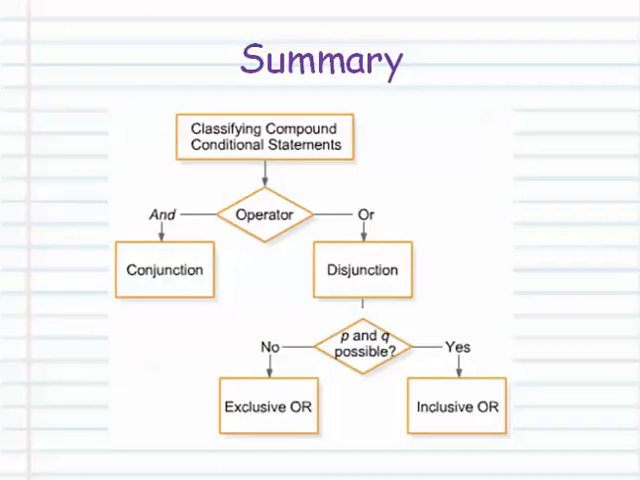To summarize what we've talked about in today's lesson, remember that to combine or to have compound conditional statements, use the operators and, or. An and would be a conjunction. If you use the word or, that's a disjunction. And there's 2 options there. If P and Q both are positive, if you answered yes to that, then that would be an inclusive statement. So that means that both of them can happen. Or if they cannot both happen, that would be exclusive.